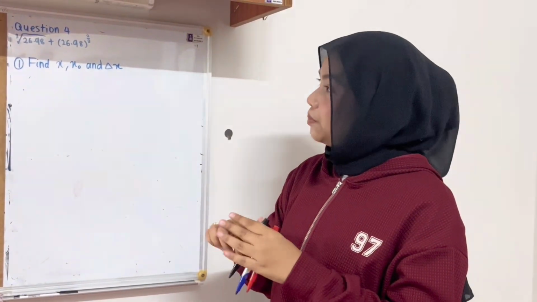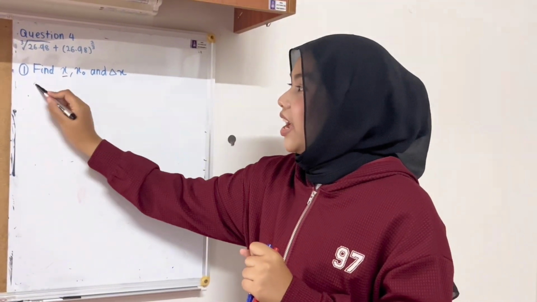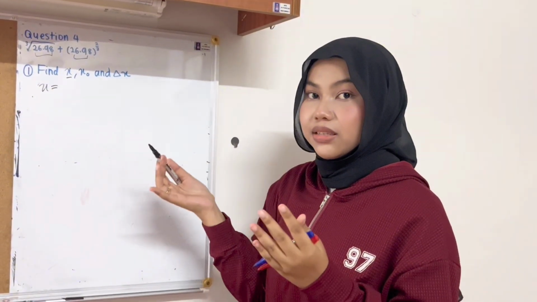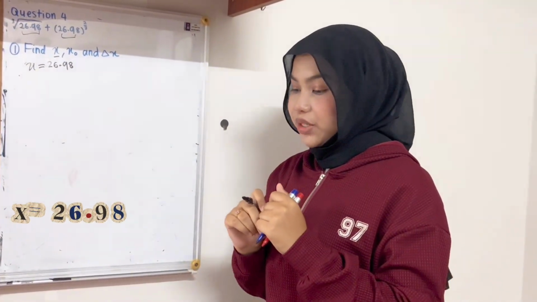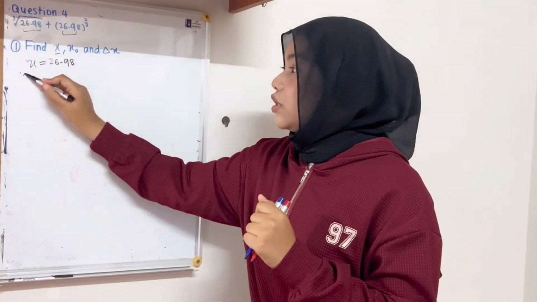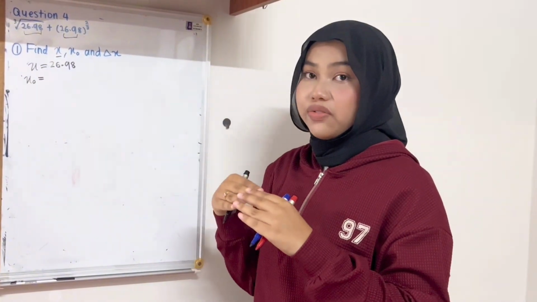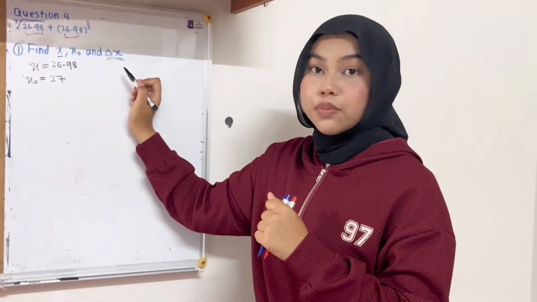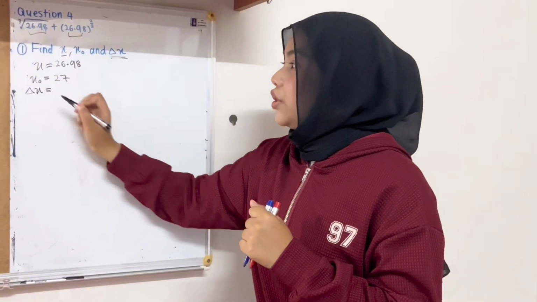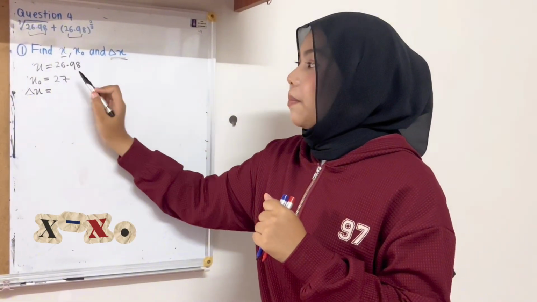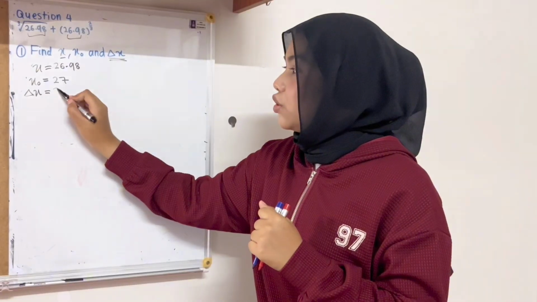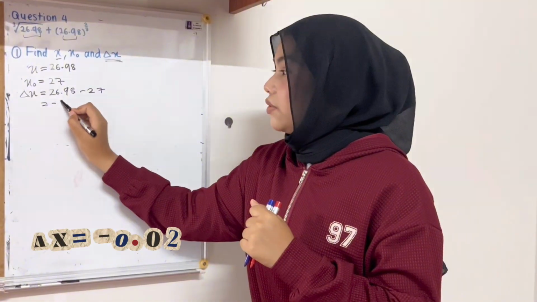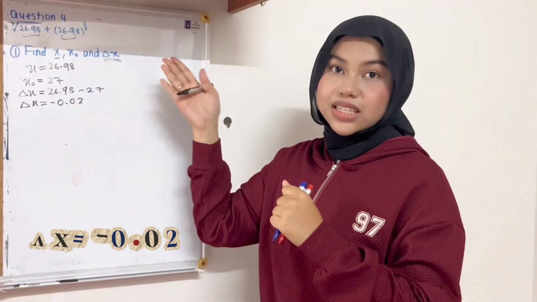First, I'm going to find this decimal number. As you can see, the decimal number is just this. We got the decimal number, and next we're going to find the nearest whole number. The nearest whole number is just the rounding of the decimal number, which is 27. Next is the small change. For the small change, you take x minus x naught, which is 26.98 minus 27. This I got negative 0.02. We've finished step 1.